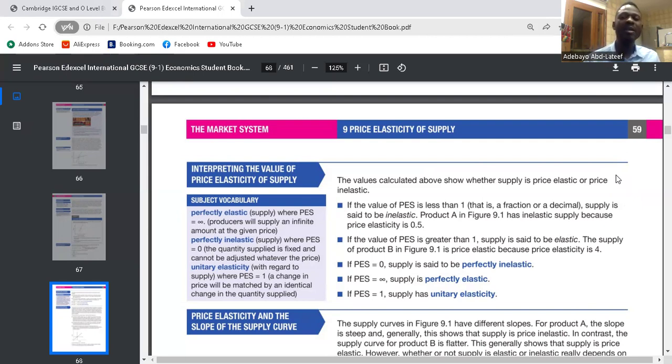Interpretation of the PES. If the PES is less than 1, from 0.1 to 0.9, it is inelastic. If the PES is greater than 1, it is elastic. If it is 0, it is perfectly inelastic. If it goes to infinity, that means 5, 7, and the rest, it is perfectly elastic. And if it is equal to 1, that means it passes through the slope of the supply curve. It is unitary. It divides it into 2, quantity supplied and price. So it is unitary. Is it clear? So we'll move on.